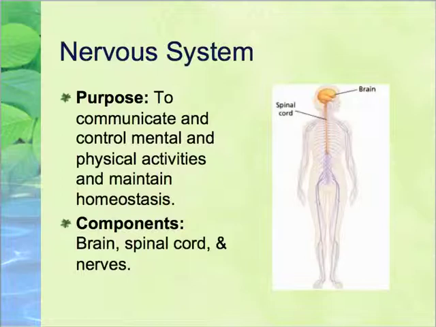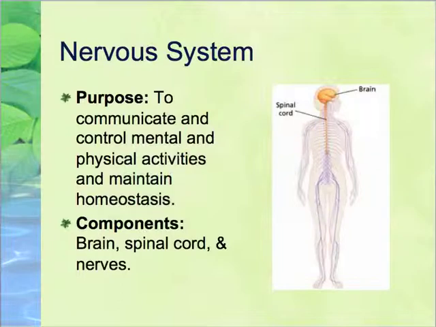Obviously, the purpose of the nervous system is to communicate and control mental and physical activities of the human body. It's also responsible, in large part, for maintaining homeostasis. Now, homeostasis is the ability to maintain a constant internal environment, which means that there are some things that happen in our body naturally, automatically, that prepare us to continue to live. For example, our heartbeat is part of homeostatic condition. It's something that we don't have to think about, but because our heart beats, we can maintain that constant internal environment because materials are being delivered to all the cells in our body.